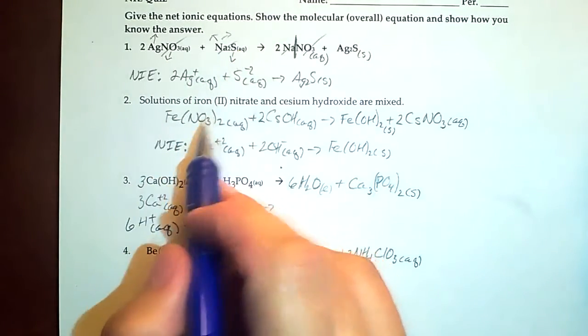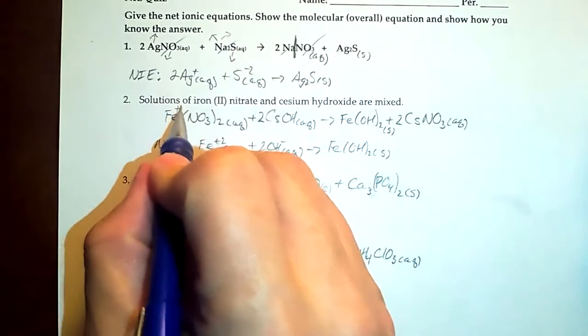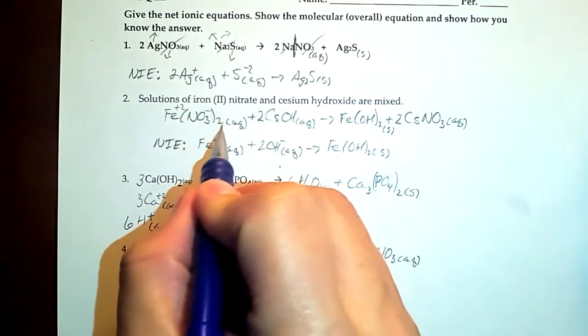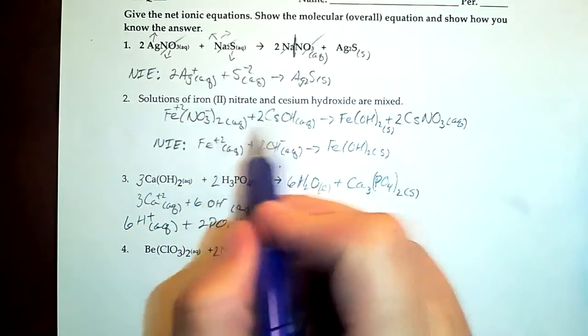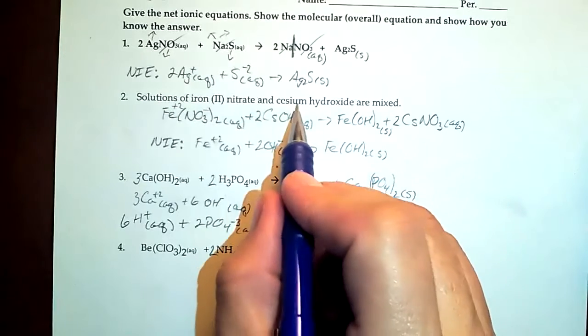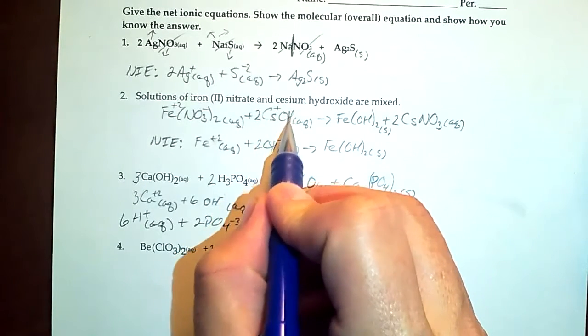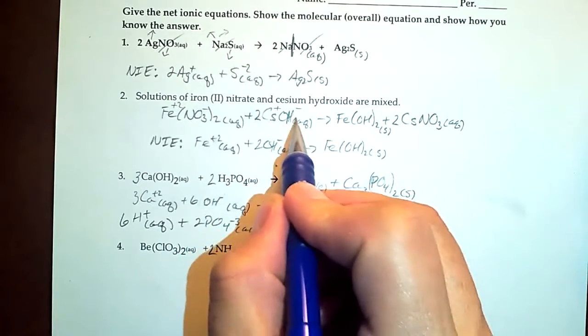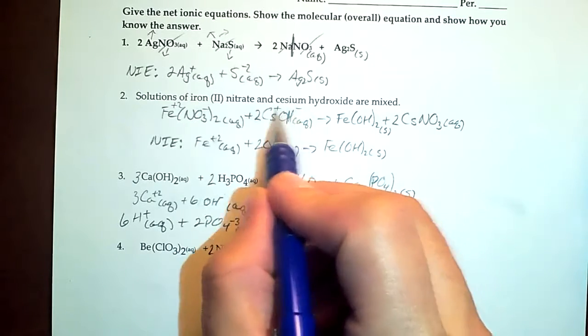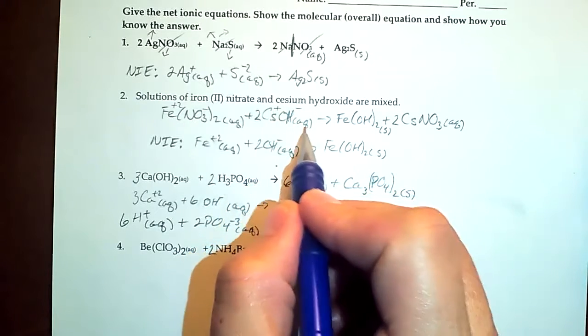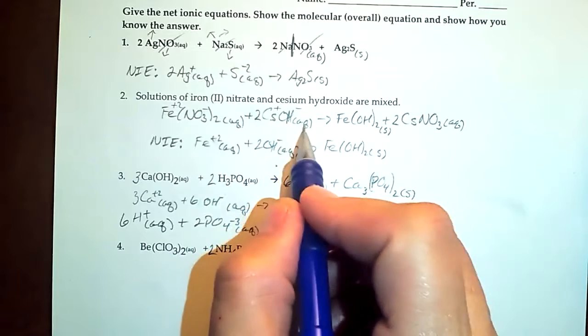On this one, we know the iron is +2. We look up nitrate, it's -1, so there must be two of them. We know that everything on the left is aqueous. Cesium is a +1. Look at my periodic table. Hydroxide is OH -1, and it's on this solubility chart. So the charges had to add to 0, but they already do. We know everything on the left side is aqueous.